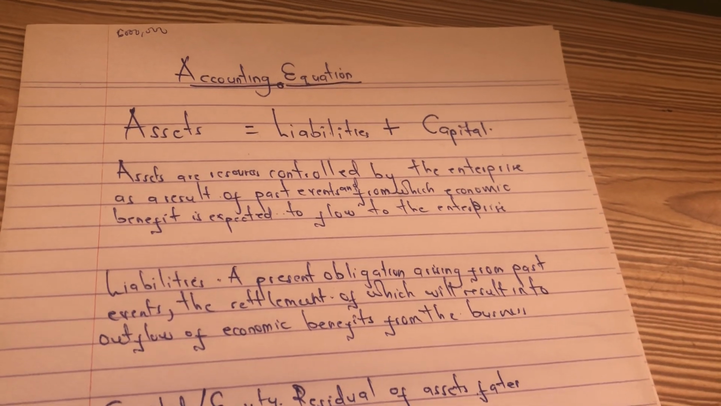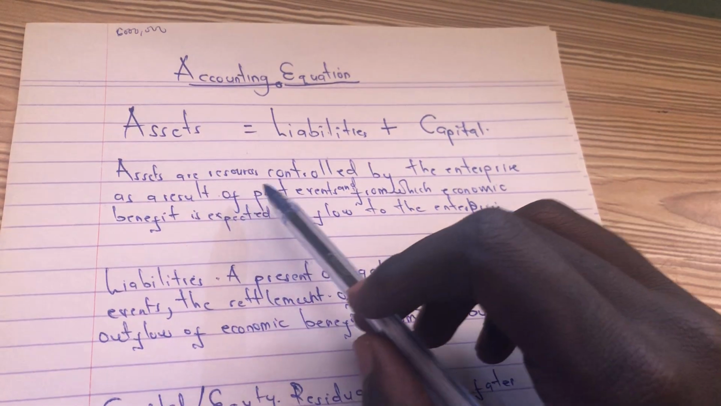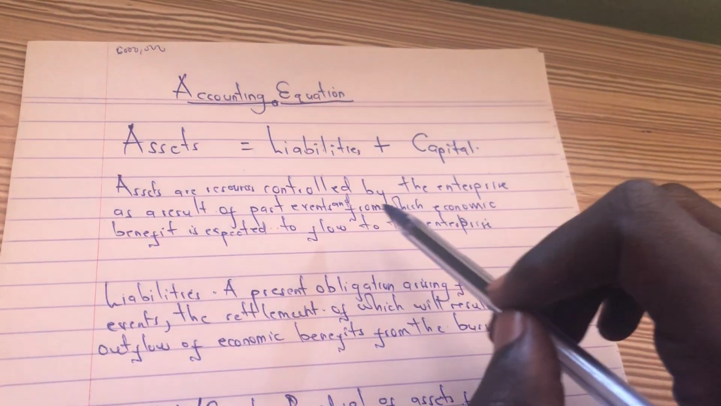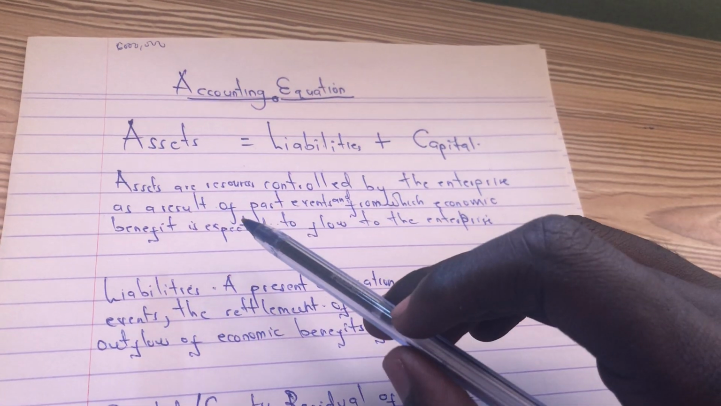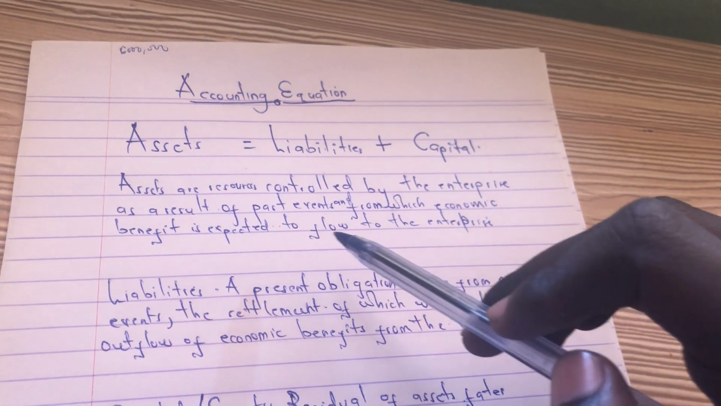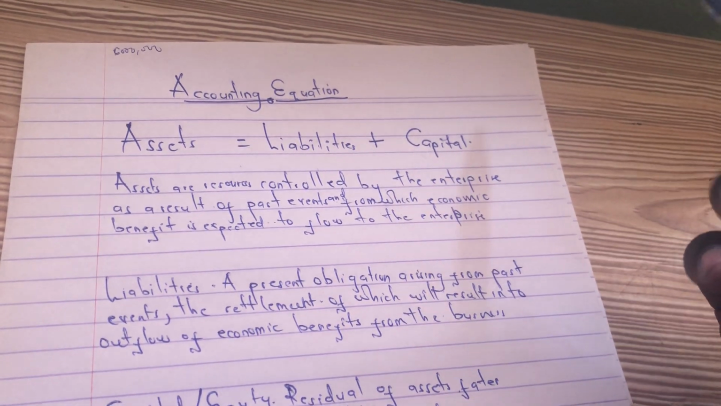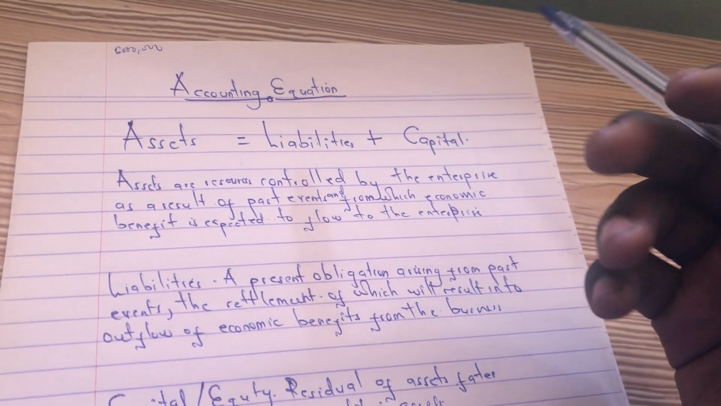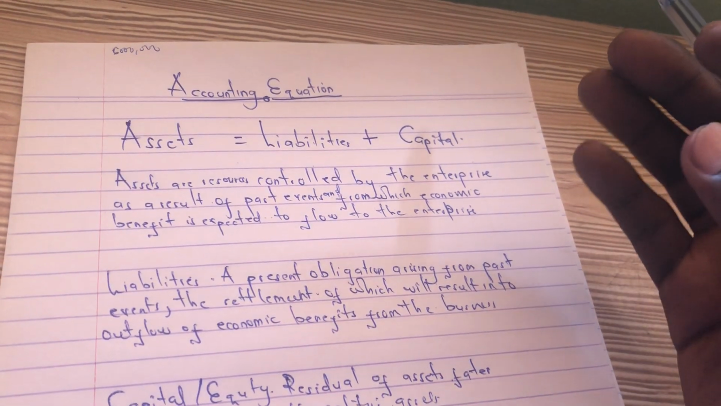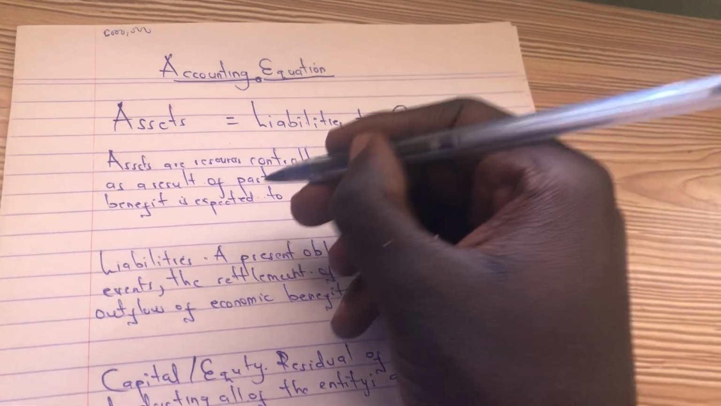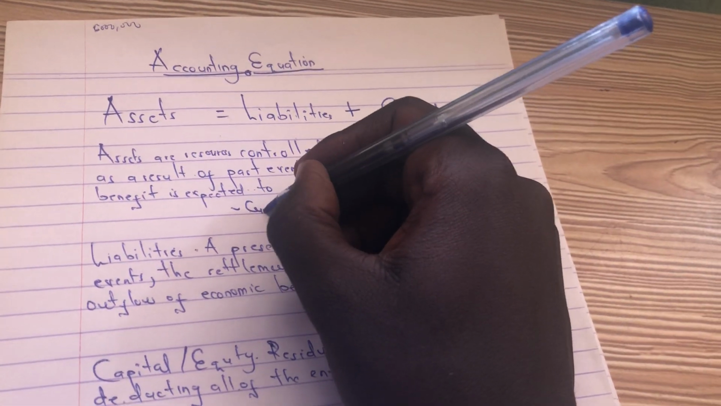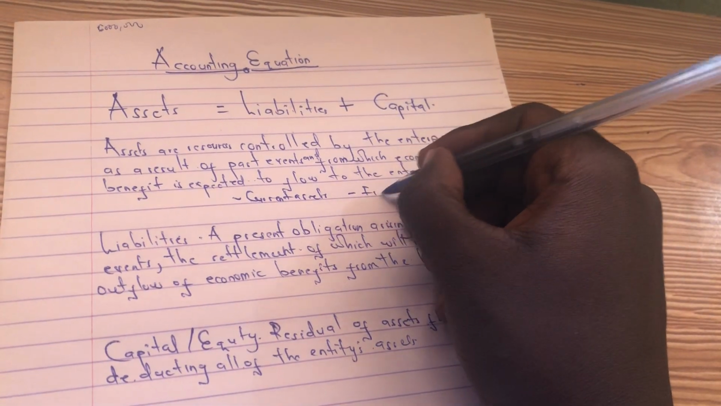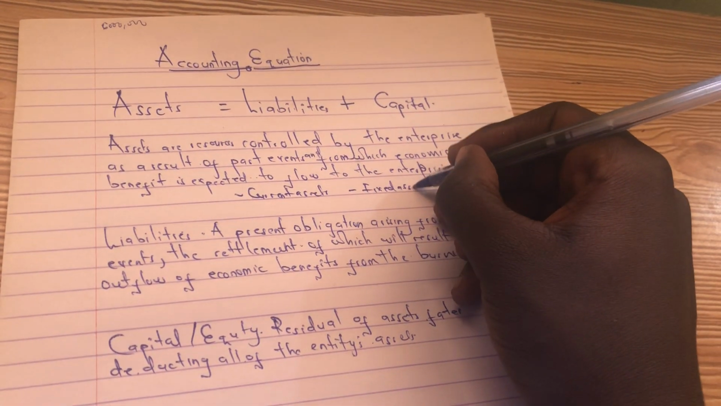First of all, what are assets? They've said here, assets are resources controlled by the enterprise as a result of past events and from which economic benefit is expected to flow into the enterprise. These are resources. They can be in the form of money, or other assets that are not movable, and most of the time these assets are divided into what we call current assets and fixed assets.